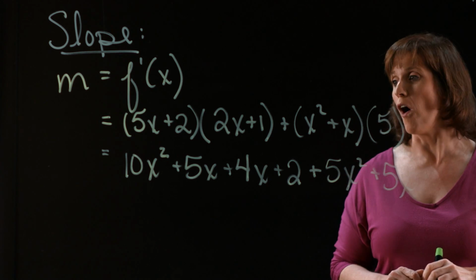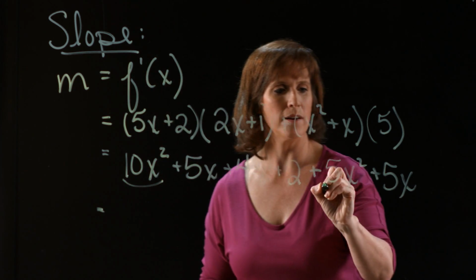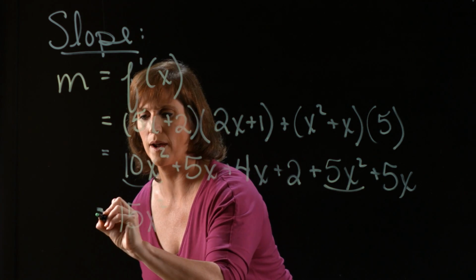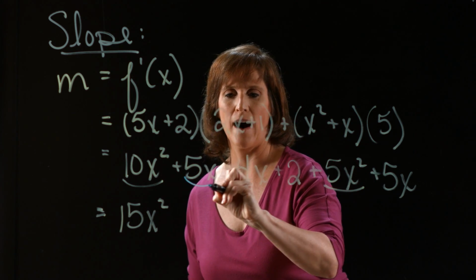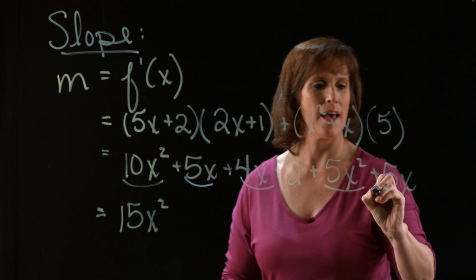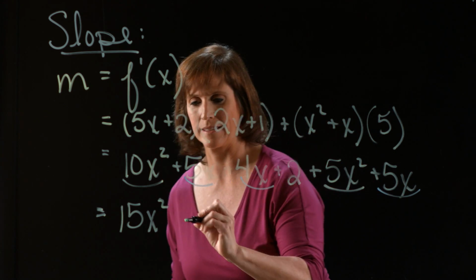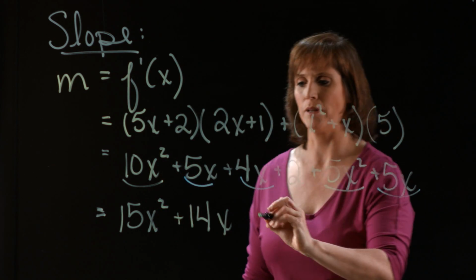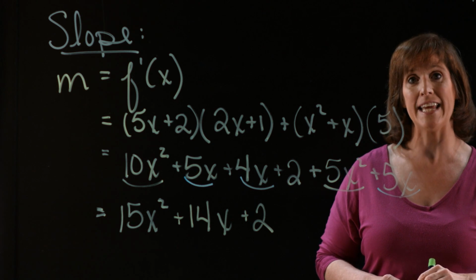And now I can combine all the like terms. I have a 10x squared and a 5x squared, which gives me 15x squared. And I have a 5x, a 4x, and another 5x, which will give me a total of 14x. The only term left is the plus 2. Now that will give me the slope of any tangent line.